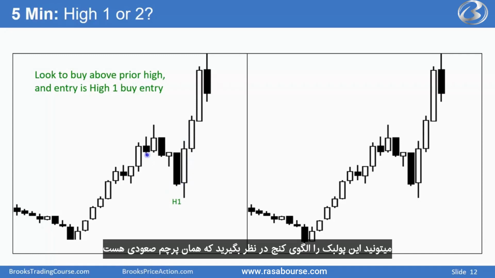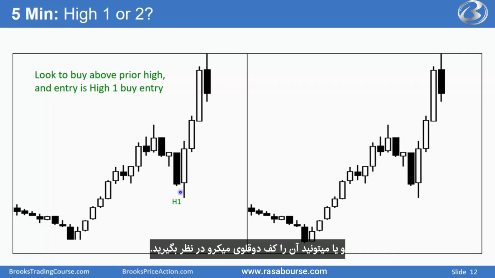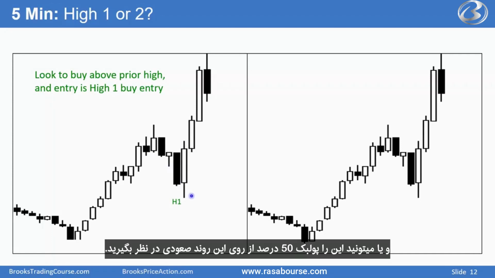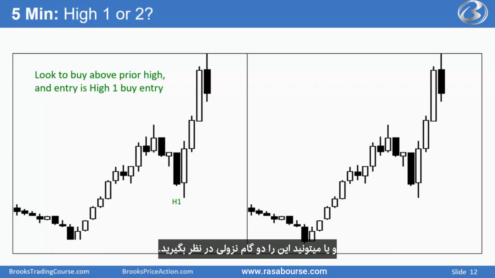You can call it a wedge bull flag, 1, 2, 3. You can call it a double bottom bull flag, micro double bottom, 1, 2. You can call it a 50% pullback of the strong bull trend. And if you want, you can call it 2 legs down, 1 pullback, 2.